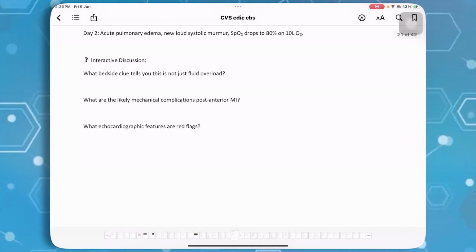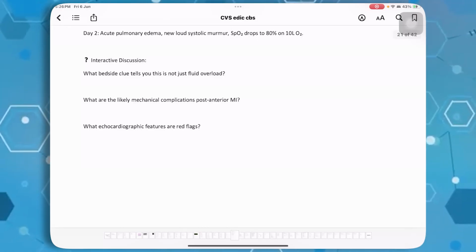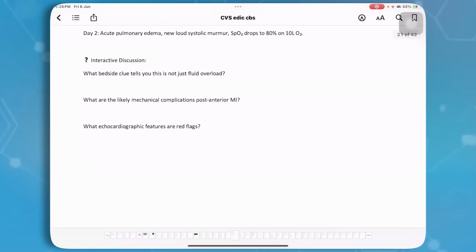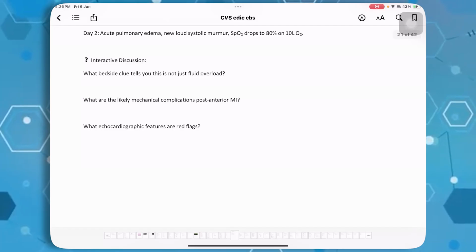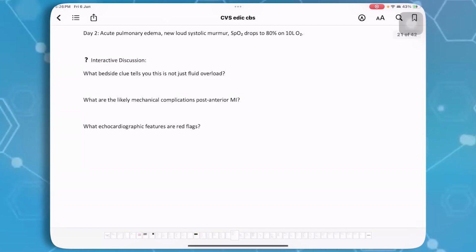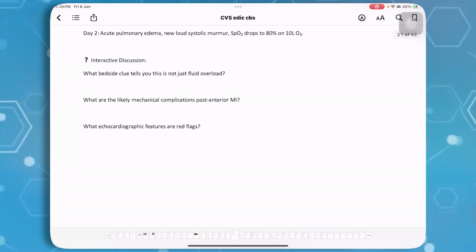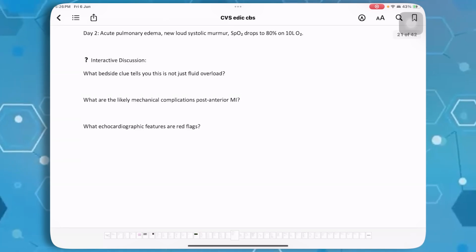But on auscultation, they found out that there is a new loud systolic murmur. The saturation now drops to 80%. Even on 10 liters of oxygen, now the patient is put on NIV. So what bedside clue will tell you that this patient is not in fluid overload?